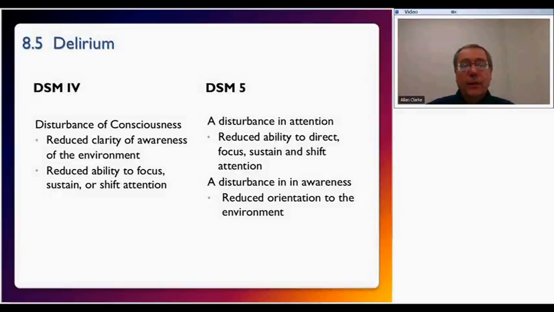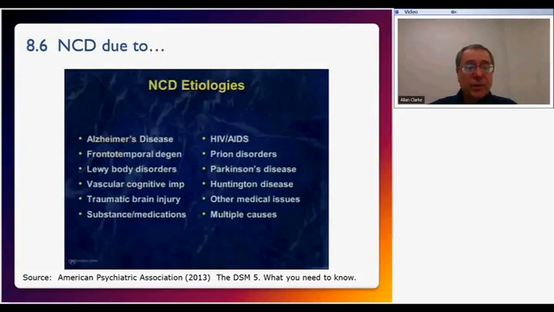Delirium, not a lot of big changes, just some changes in the wording. Disturbance of consciousness, I was kind of glad to see this. I always found that a little bit confusing, what that meant. So they've dropped that and gone with disturbance of attention and disturbance in awareness. So mostly wording changes. And of course, you have a neurocognitive disorder due to something. In DSM-4, it was dementia due to Alzheimer's disease. Now it's neurocognitive disorder due to Alzheimer's disease.